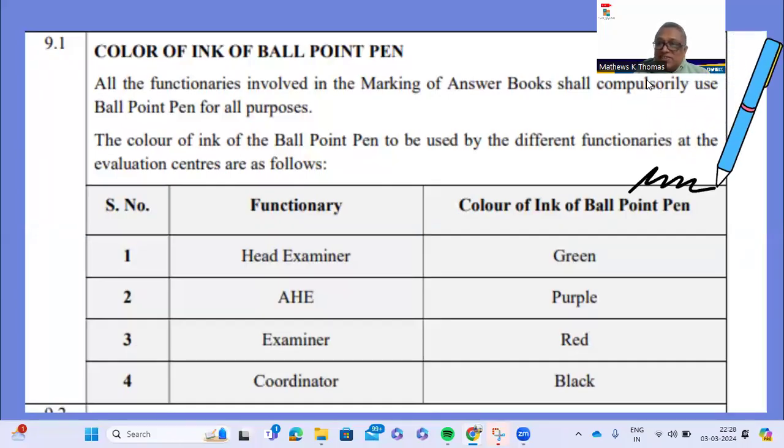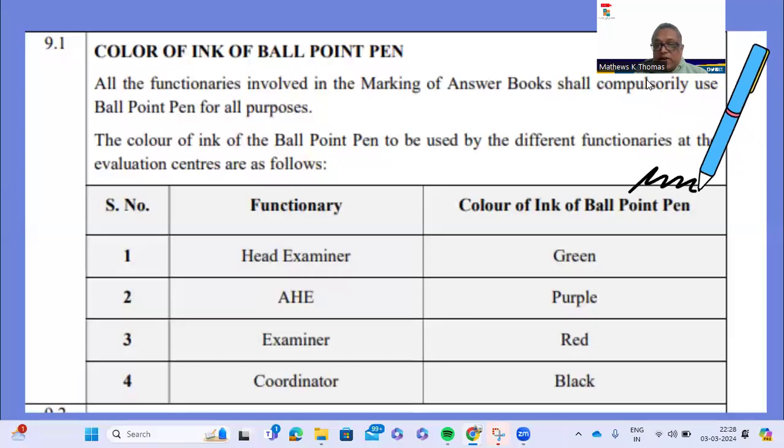If you are the assistant head examiner, the AHE is appointed by the HE. The HE is appointed by CBSE, but the AHE is not appointed by CBSE. The AHE is appointed by the head examiner. They will use a purple color pen, and do not use gel pens. You have to use a ballpoint pen. They have very specifically mentioned this purple.